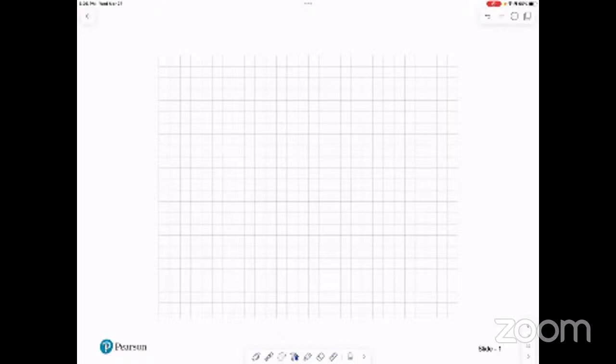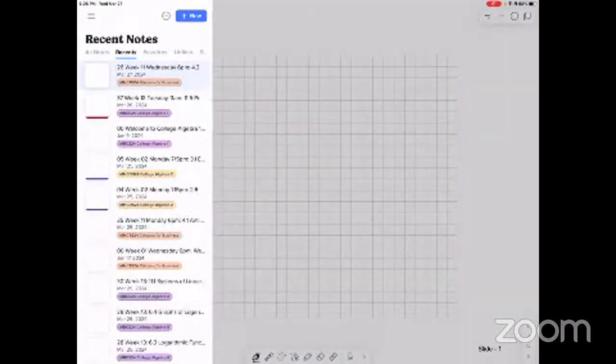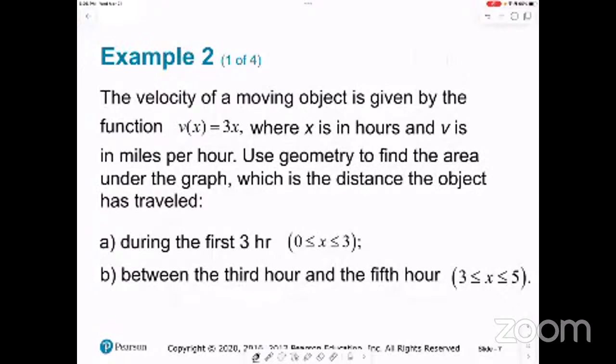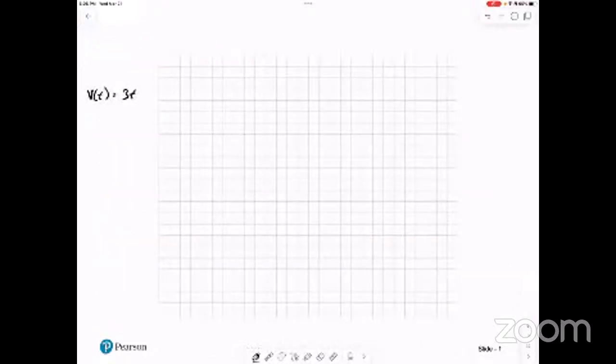So I know we had a v of x. I think it was just 3x. Okay, or I guess we could say v of t. Let me just look at it instead of trying to do it from the dome. Yeah, v of x is 3x. Okay. So that's our velocity function, and we're gonna plot velocity versus time, right?